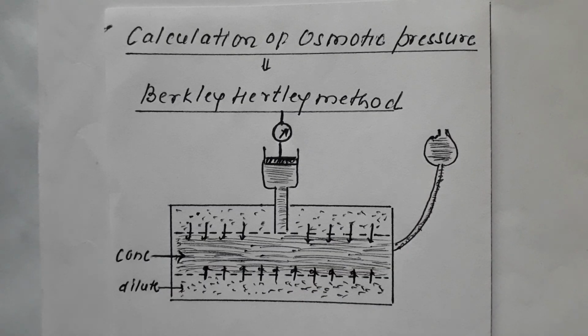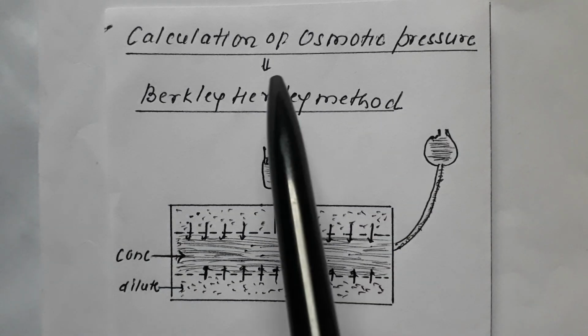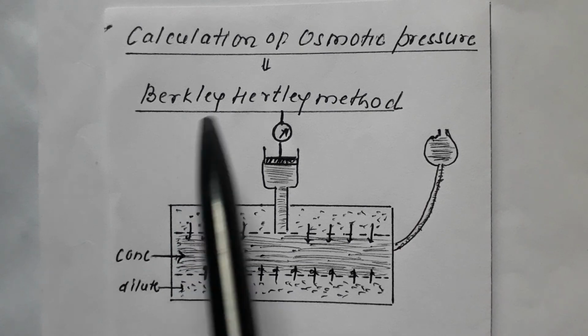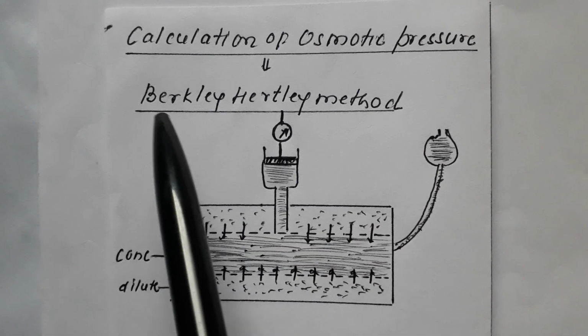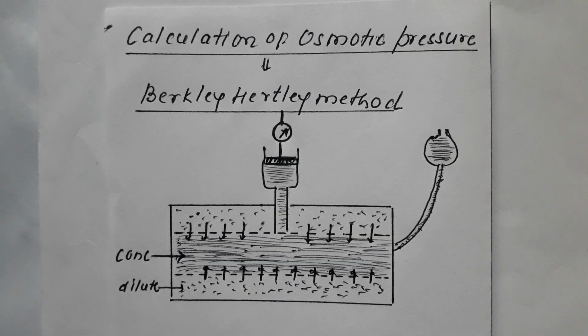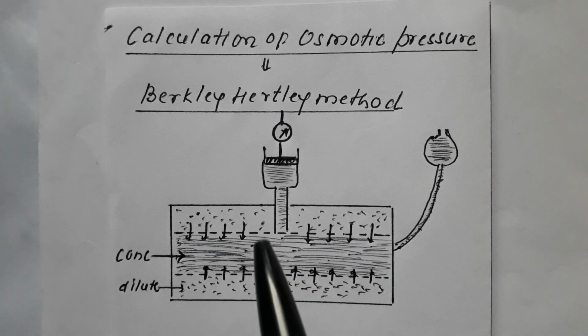Now, how can we calculate the osmotic pressure? After defining what osmotic pressure is, we now come to how we can calculate it. The calculation of osmotic pressure, remember, is done using a method called the Berkeley-Hartley method. Let us discuss this method of calculation or measurement of osmotic pressure.